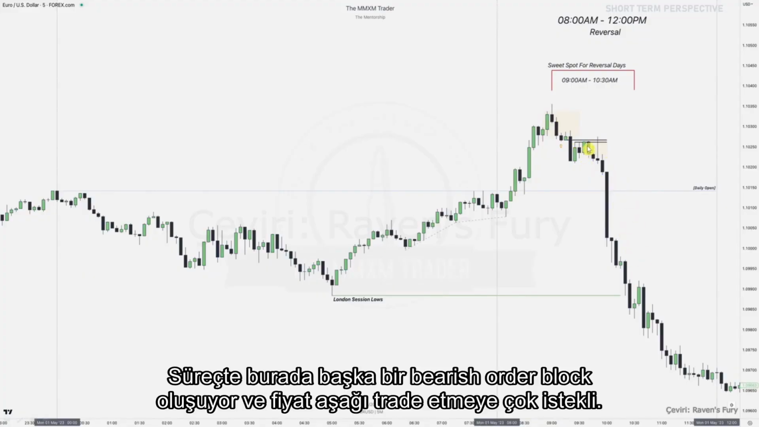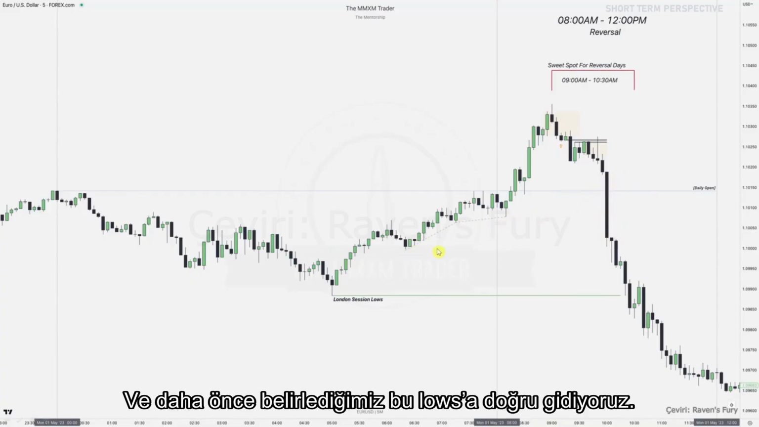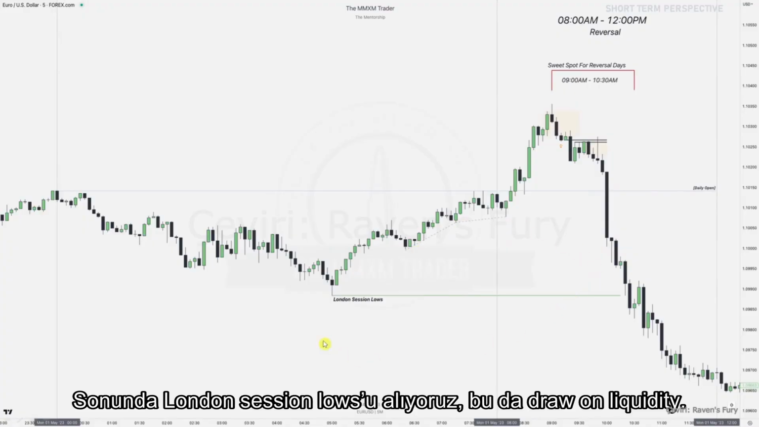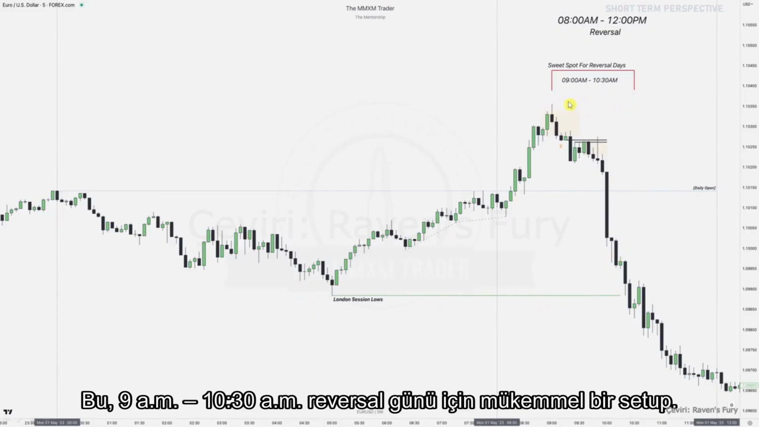And then in the process here, we form another bearish order block and price is very willing to trade lower, and you can see this displacement is pretty significant, right? And we go straight for these lows down here, which we identified earlier, right? And eventually we take out those London session lows, which is the drawn liquidity, and this is just a perfect setup for that 9 a.m.